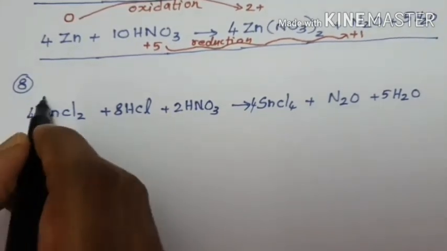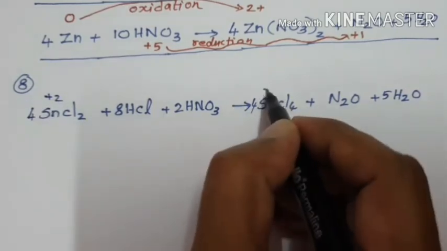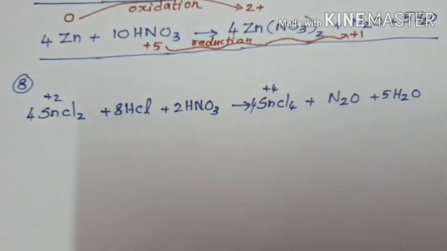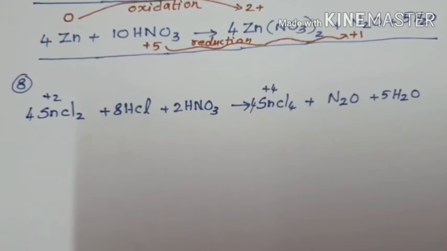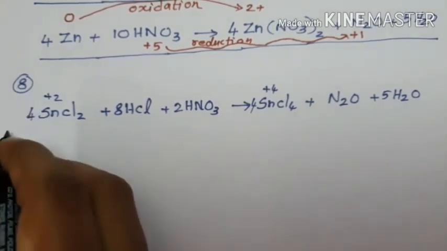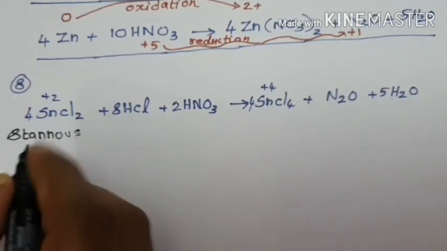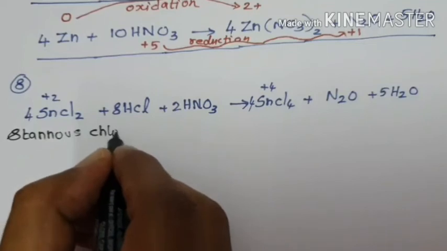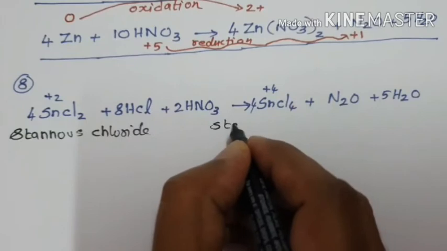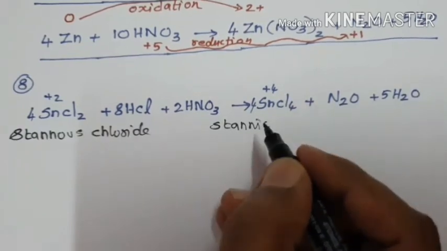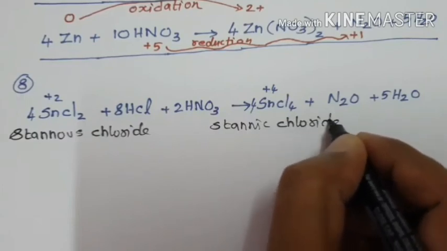Sn in SnCl2 is in 2 plus oxidation state, and in SnCl4 it is in 4 plus oxidation state. So the lower oxidation state name ends with OUS, stannous chloride. And the product is in plus 4 oxidation state, stannic chloride. Stannous chloride, stannic chloride.